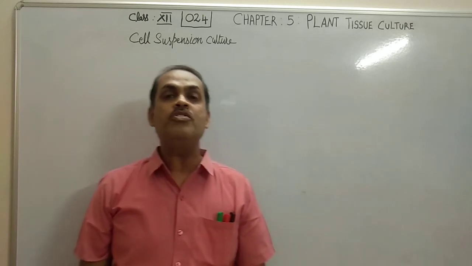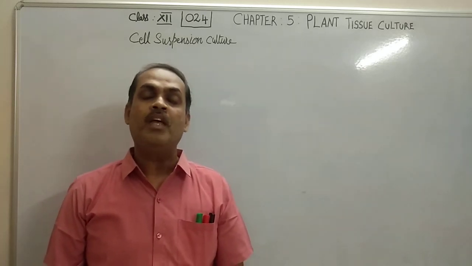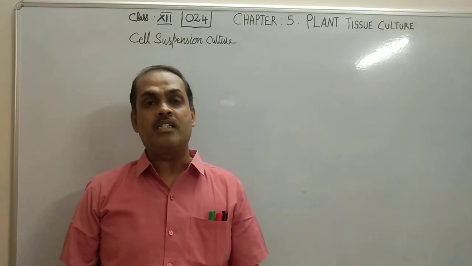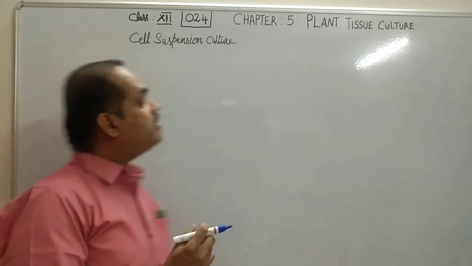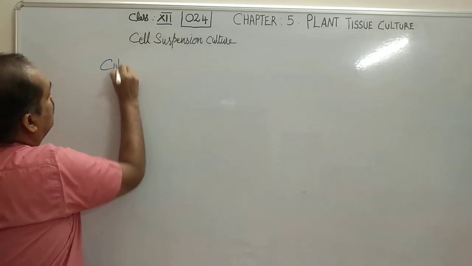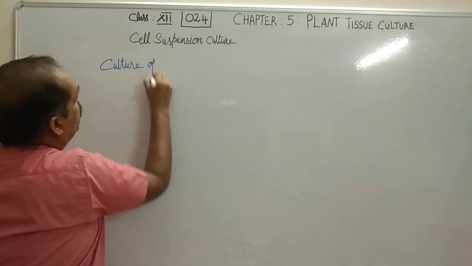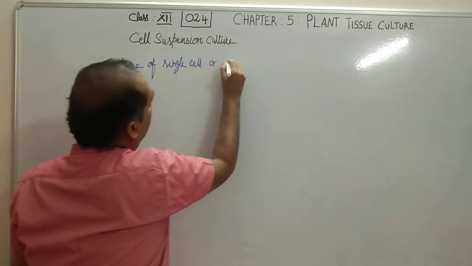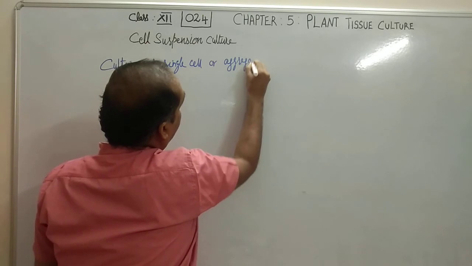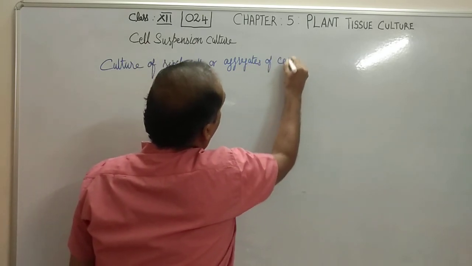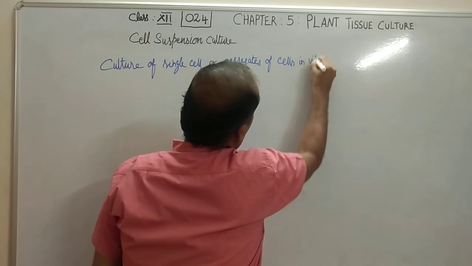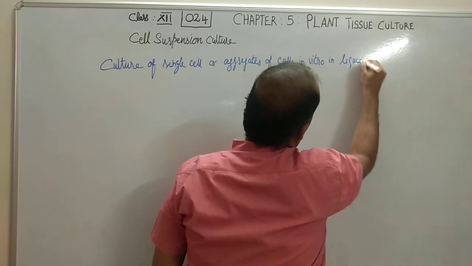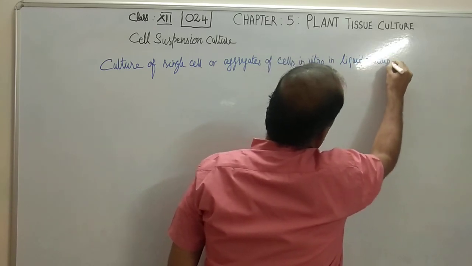In this class, we are going to discuss cell suspension culture. Cell suspension culture can be defined as growing of cells, which includes growing of a single cell, that is, culture of single cell or aggregates of cells in vitro in liquid medium is called as cell suspension culture.